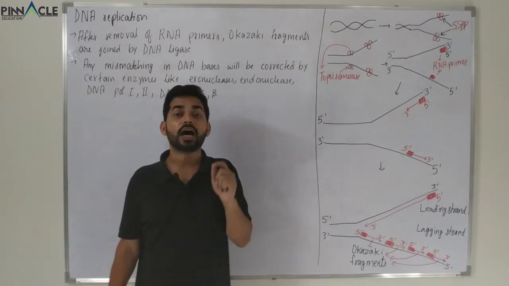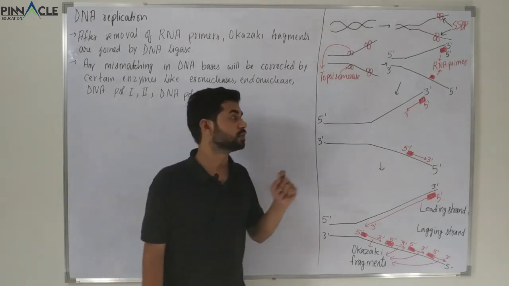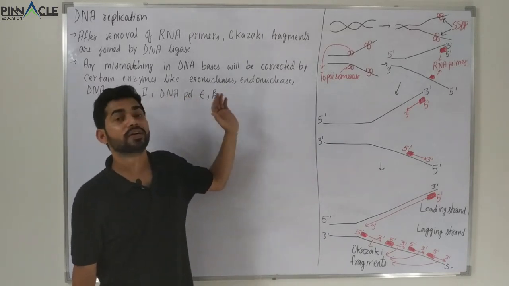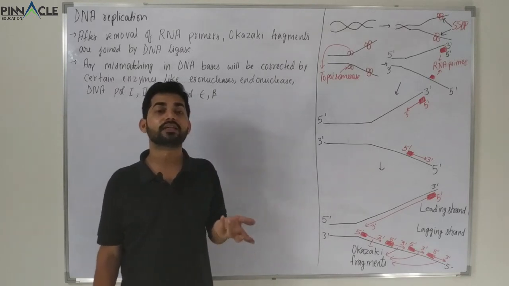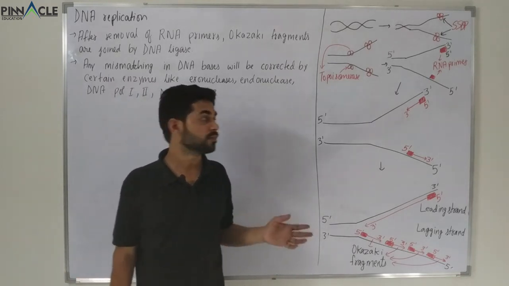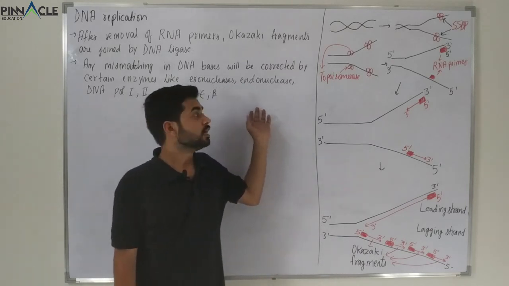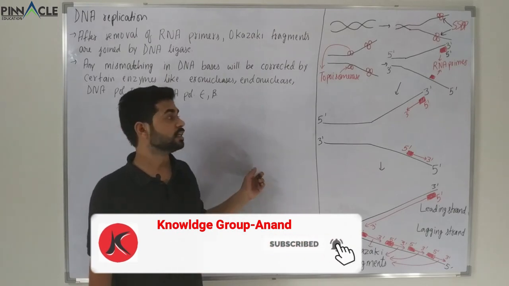Normally DNA polymerases are very accurate enzymes, but 1 out of 10,000 bases is mismatched. And this process of reading the DNA strand and correcting the mistake is called DNA proofreading, and that occurs with the help of these enzymes. So this was our DNA replication. After this we will start DNA transcription.